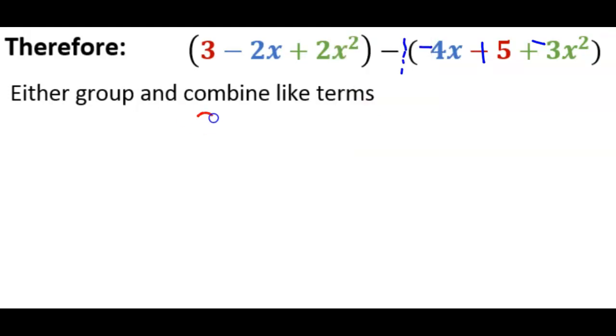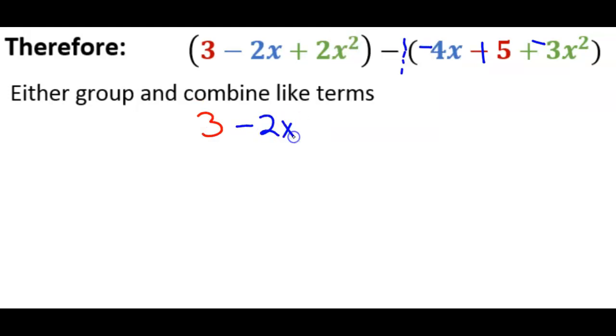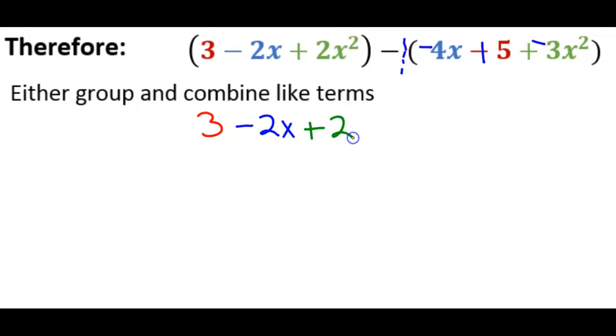So I've got 3 minus 2x plus 2x squared. Technically, I probably should have put those in the right order, but that's okay. Okay, now I've taken care of this negative 1 here by putting it inside.